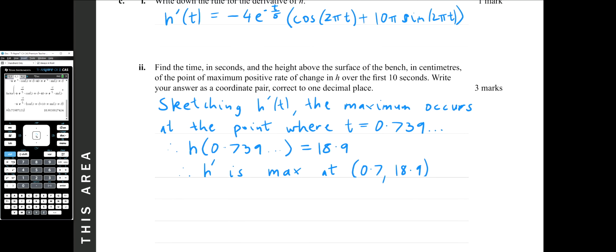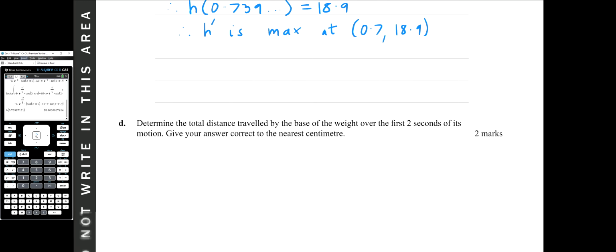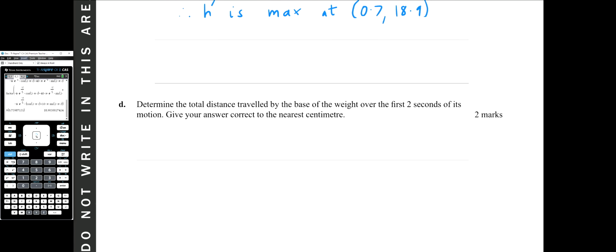Alright, have we answered everything? Write the answers as a coordinate pair. Yep, that's all we need to do. So, determine the total distance traveled by the base over the first 2 seconds of its motion. Give your answer correct to the nearest centimeter.